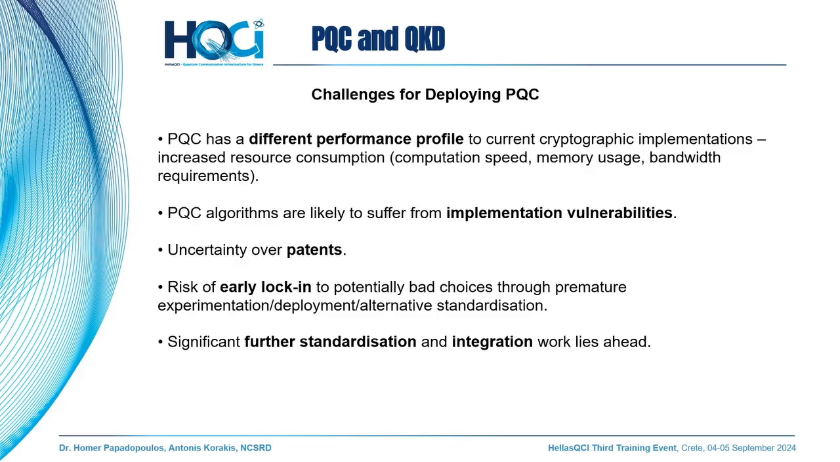So this is a risk. Early lock-in, we say. Uncertainty over patents means we do not yet know how the libraries and the patents will work, because these algorithms have some patents, so we expect in the future not to be obliged to pay a patent fee every time we use this PQC, etc. Also, they suffer from implementation vulnerabilities, etc.